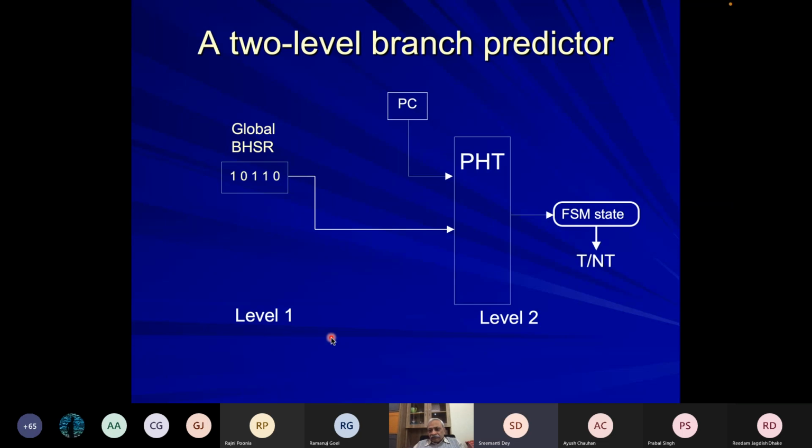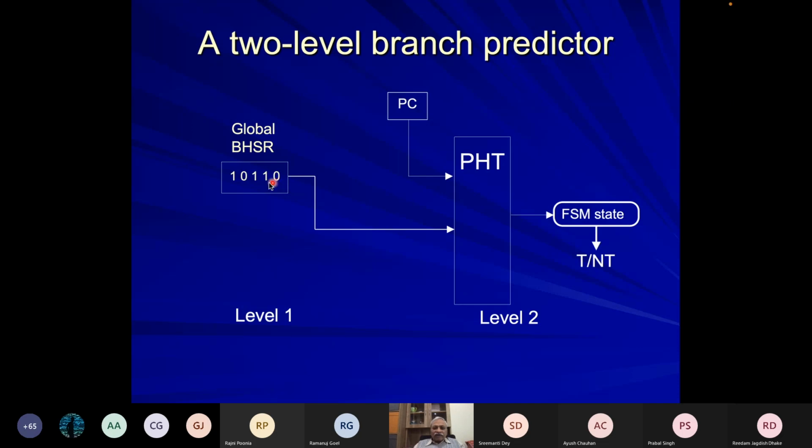Could you explain the difference once again between the two? So I think this diagram will explain it. First, we are looking at this shift register. It has bits 1 and 0, depending upon in which direction you look at. So this 0 means that the branch which occurred before this was not taken. The one before that was taken. One before that was taken, not taken, and taken. So this is a global information about other branches which we have encountered.